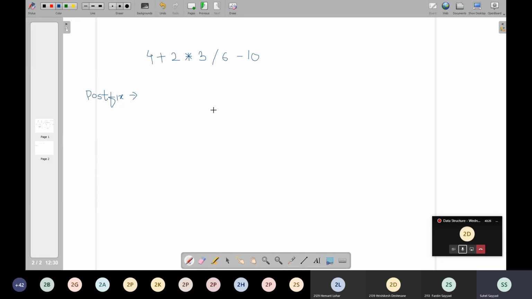Roll number 32. Pallavi Yadav. Yes, sir. Yeah, tell me postfix expression. 4, 2, 3, 6, 10, plus, multiplication, division, minus. Very good.